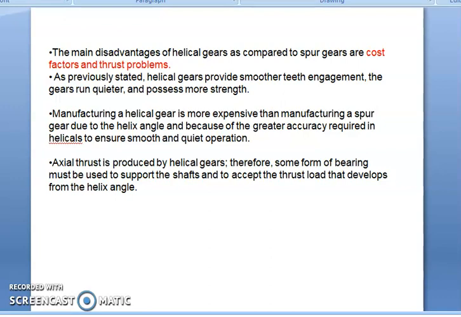So in these situations, manufacturing of helical gears is more expensive than manufacturing of spur gears due to the helix angle and because of the greater accuracy required in helicals to ensure smooth and quiet operation. Then another problem is that axial thrust is produced by helical gears. Therefore, it needs some bearing support. Bearings must be used to support the shaft and to accept the thrust load that develops from the helix angle.